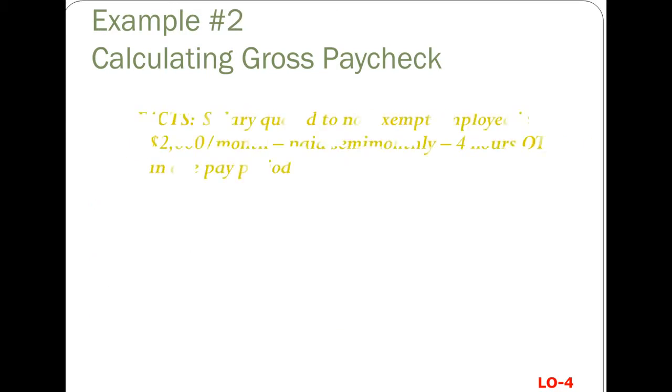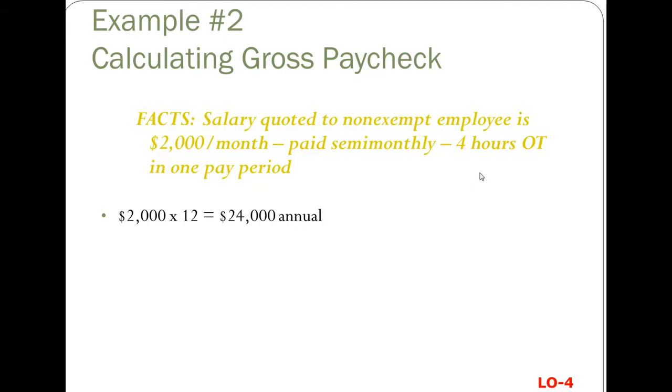Okay, here's another example. $2,000 a month. It's paid semi-annually, and there's 4 hours of overtime in one pay period. So you have to annualize it. 2,000 times 12, because it's paid monthly.